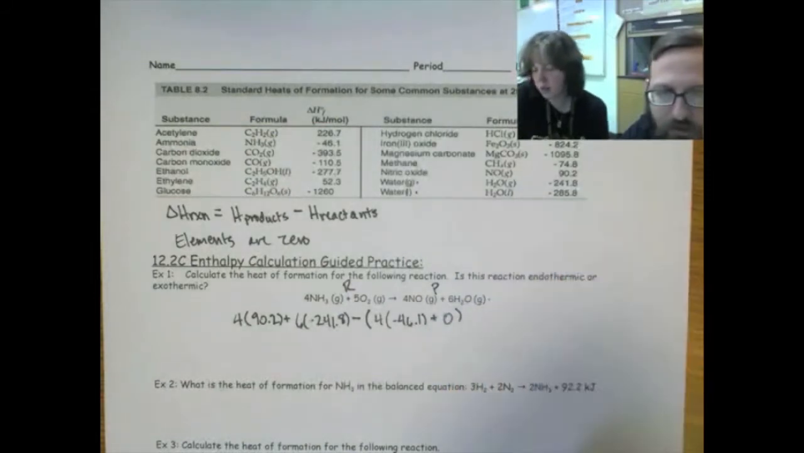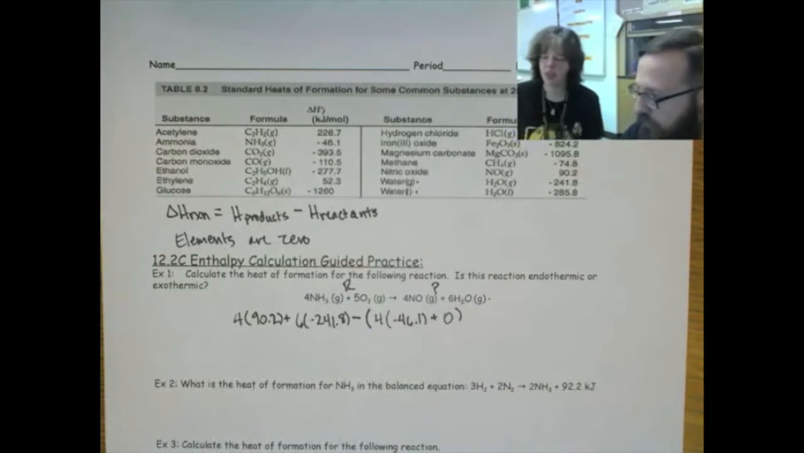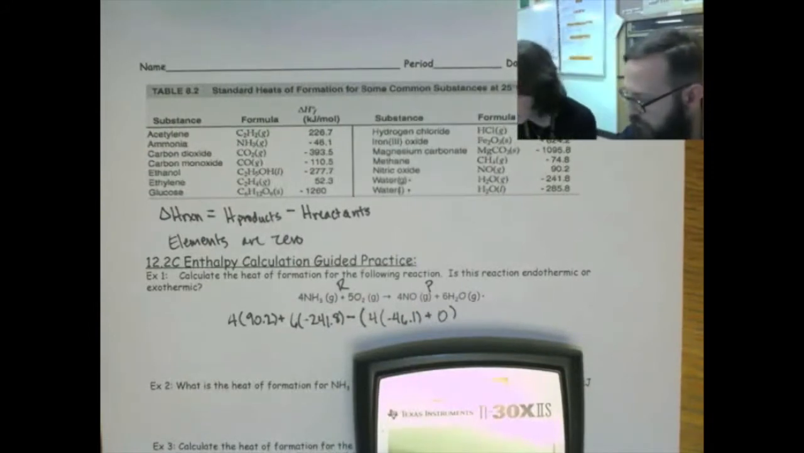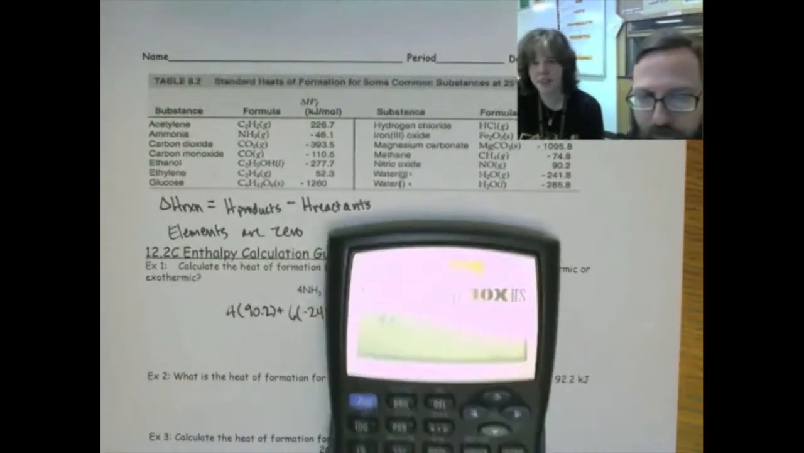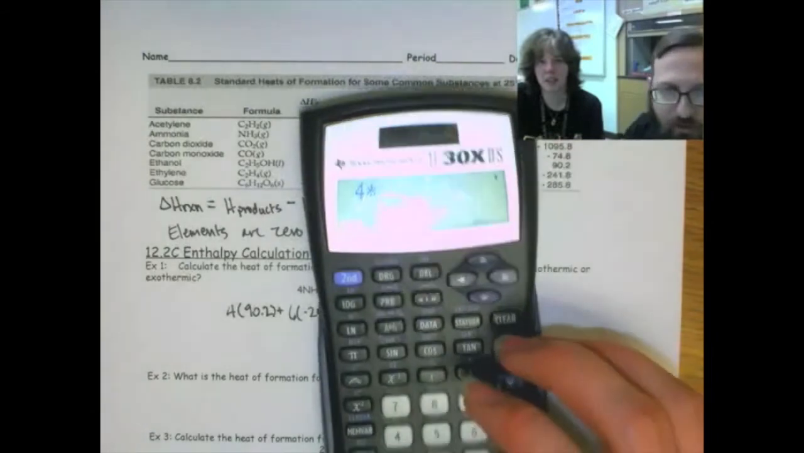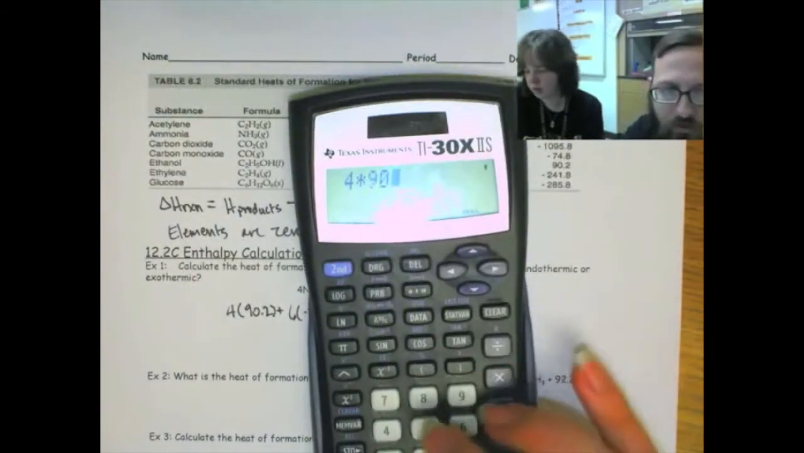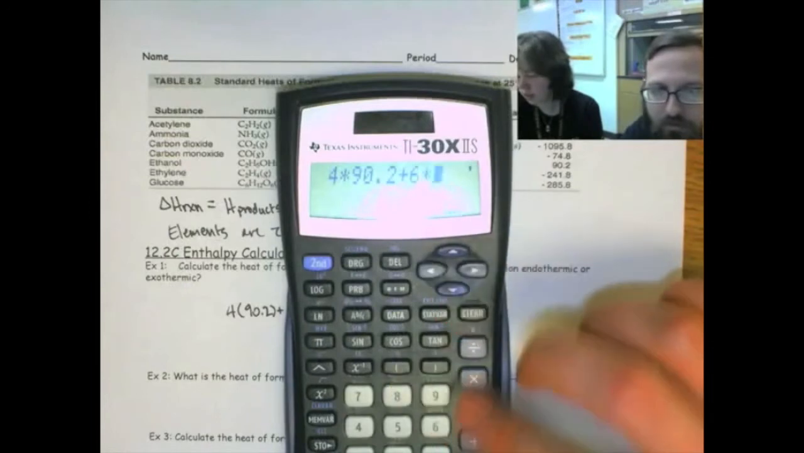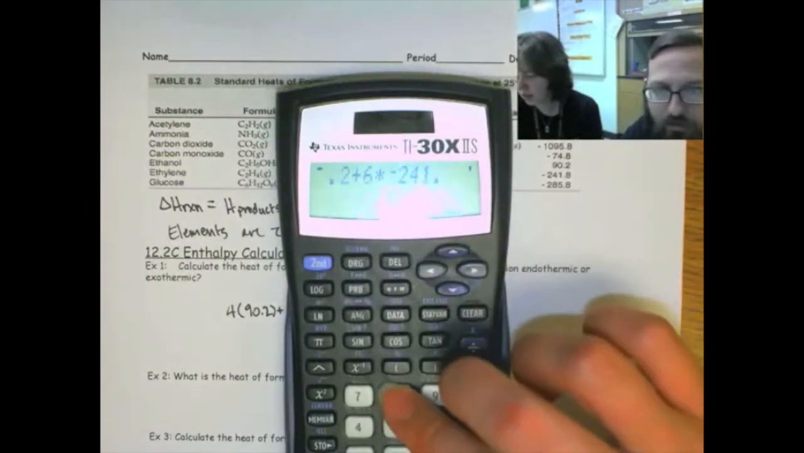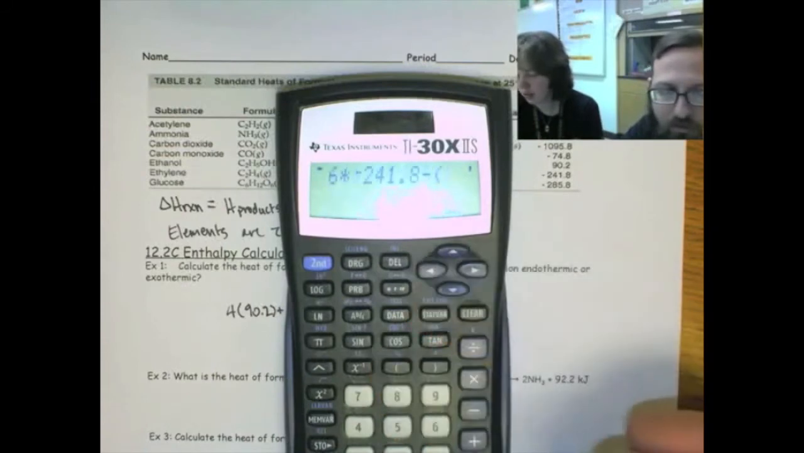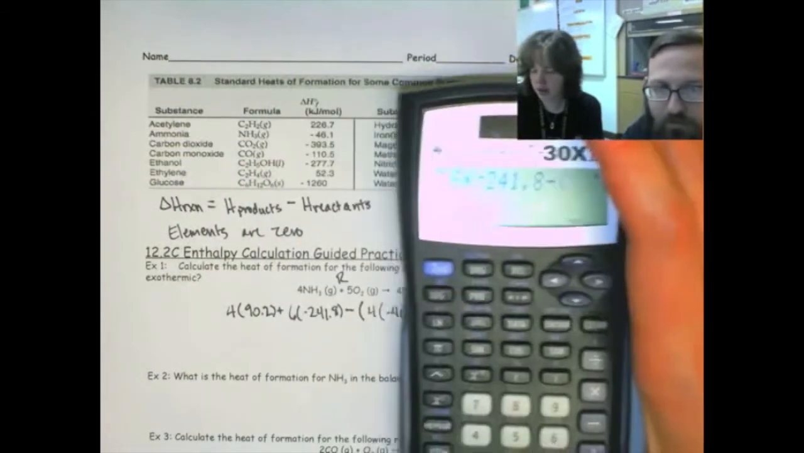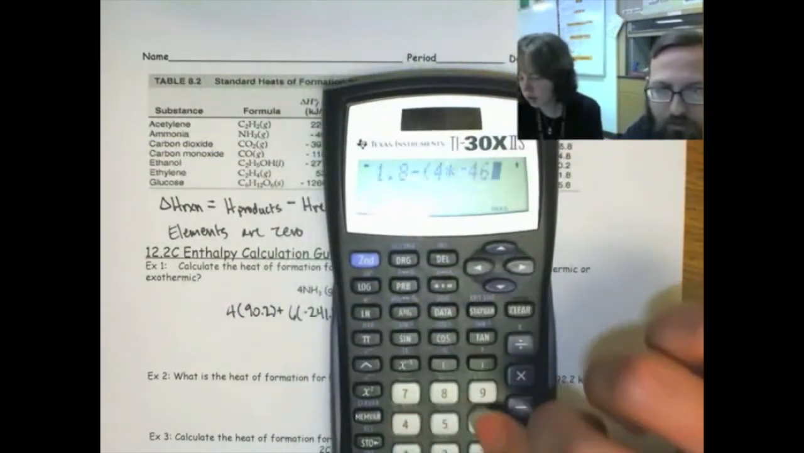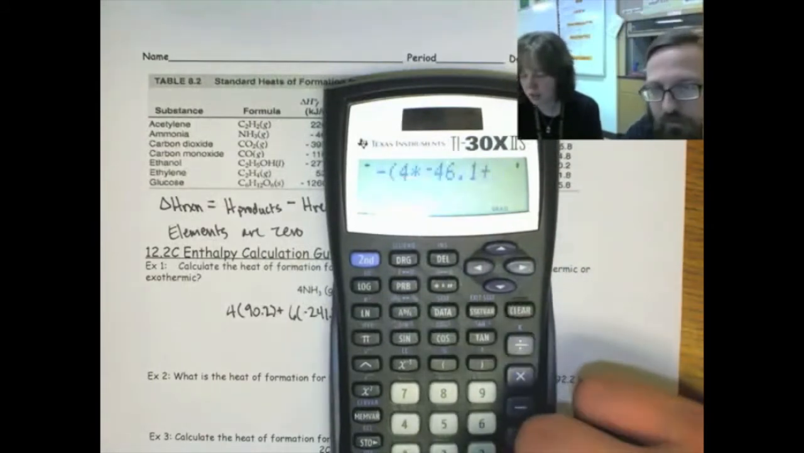All right, so now we just plug everything in our calculator. Don't even have to do anything fancy. So we're going to have 4 times 90.2 plus 6 times negative 241.8, and make sure you're using the negative, not the minus. Minus, use parentheses just to be safe, we had 4 NH3s, and that was negative 46.1. Plus, we could just leave this out, but just so we keep track of everything, plus our 0.